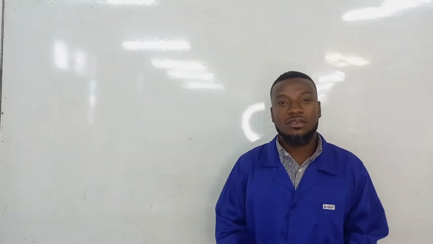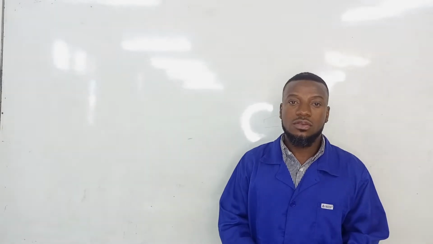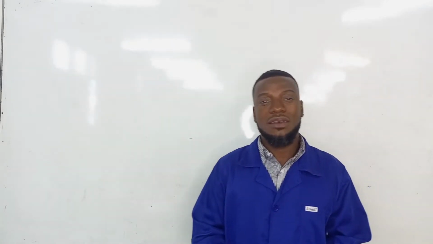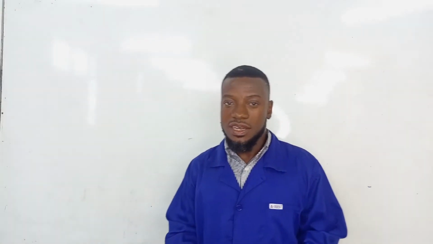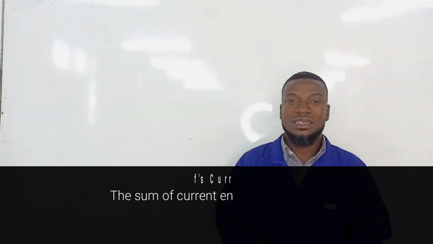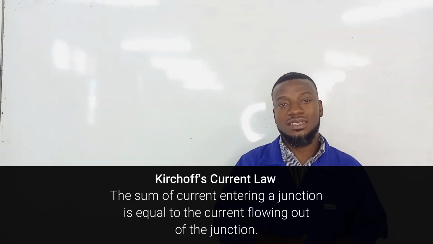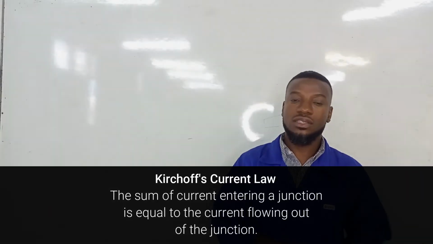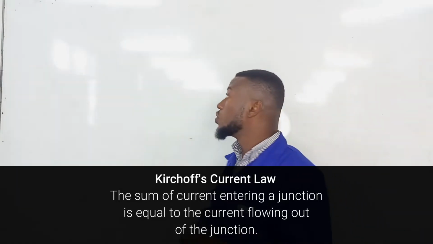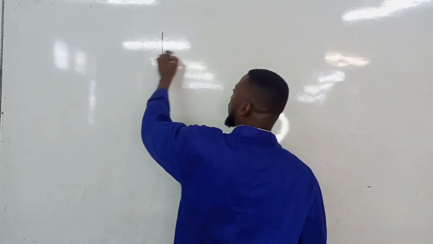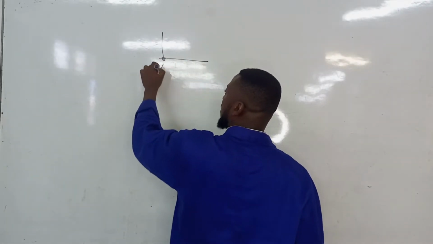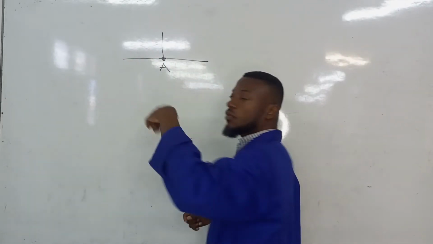Having verified Kirchhoff's voltage law, we are now going to proceed with Kirchhoff's current law. Kirchhoff's current law states that the current that flows into a junction is equal to the current that flows out of the junction. So for a closed loop, the current that flows into a junction, let's say A, is equal to the current that will flow out of the junction.